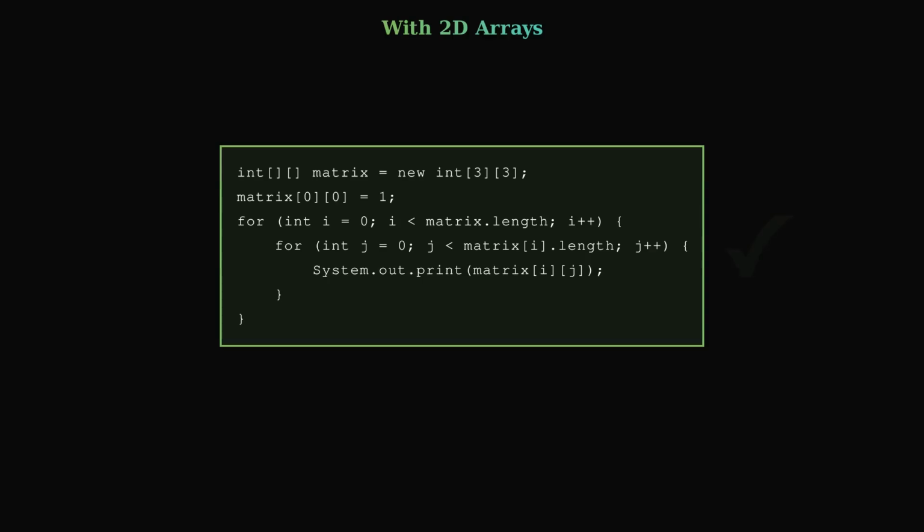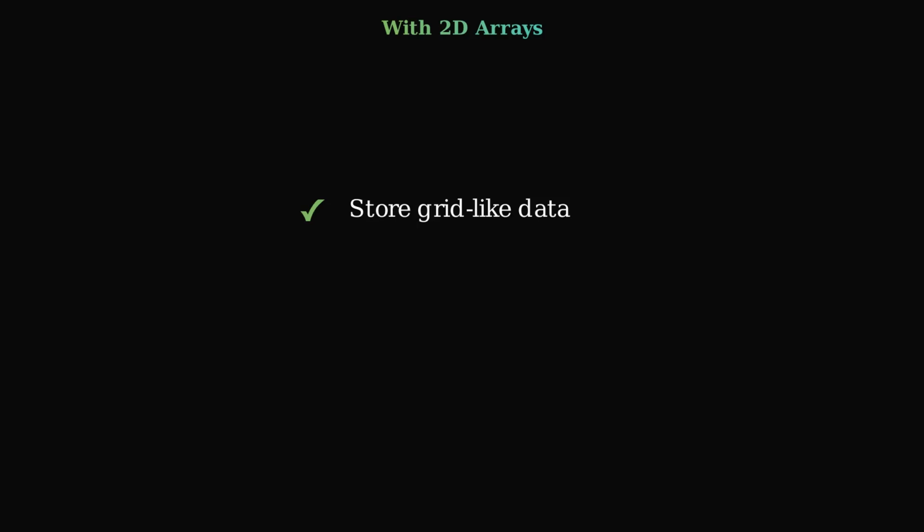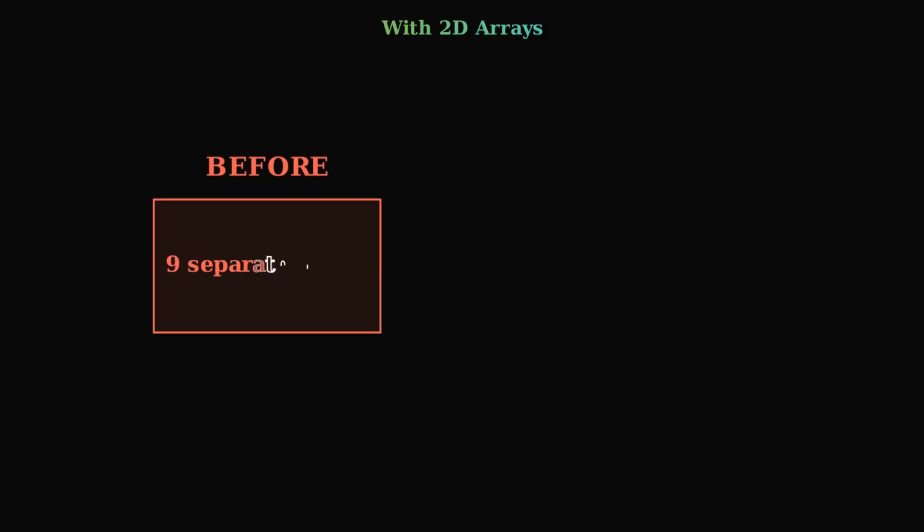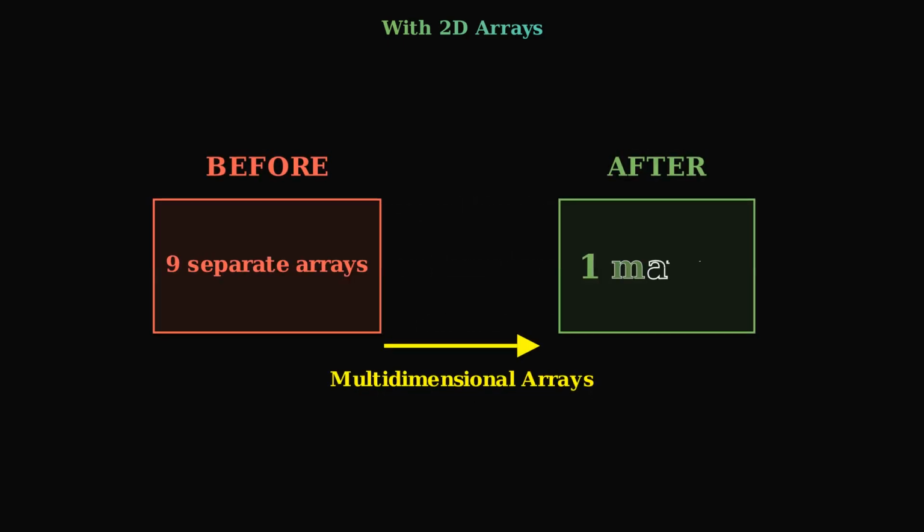Here comes the solution: multidimensional arrays. Look how clean the code is now. Store grid-like data. Nested loops for access. Clean table structure. Compare the difference. And that is why we use multidimensional arrays.